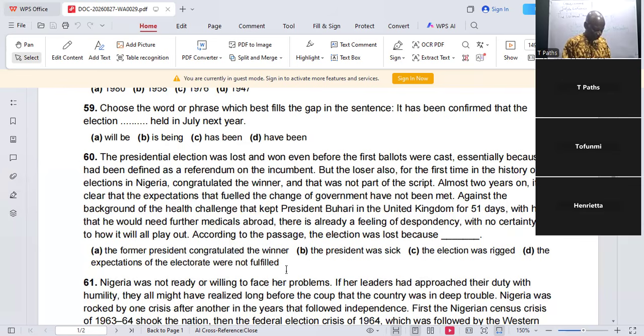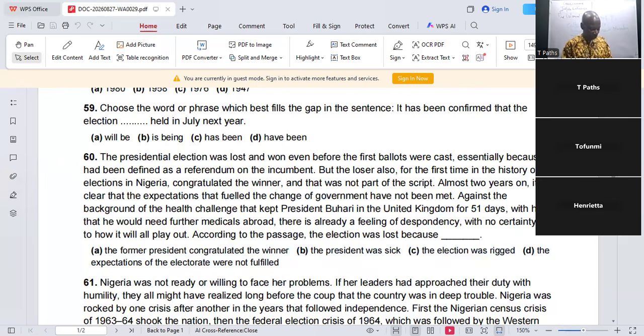According to the passage, the election was lost because A, the former president connected the winner, no. B, the president was sick. C, the election. D, the answer is D. The expectation of the electorate were not fulfilled. That's the answer. 61, Nigeria was not ready or willing to face a problem.